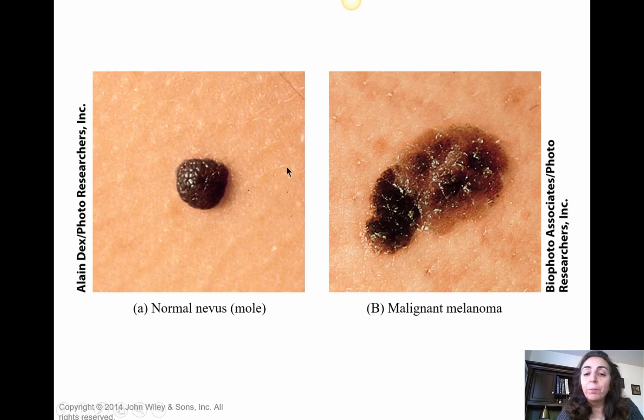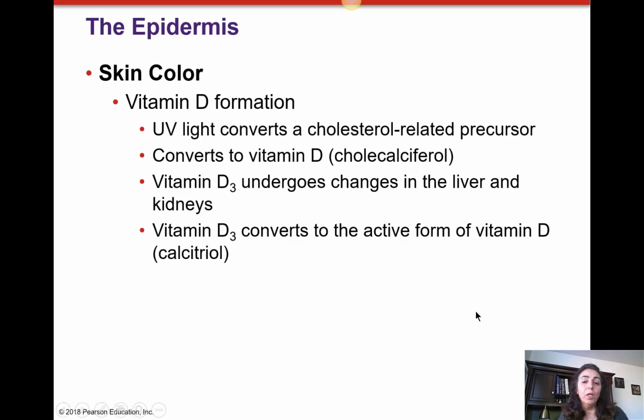Sometimes some people may even like it, but when they start changing, start spreading, become irregular, change colors, and all those things, those are warning signs that they have become malignant, cancerous. And one example here is malignant melanoma that comes from the melanocytes, right? And that is why it's important.